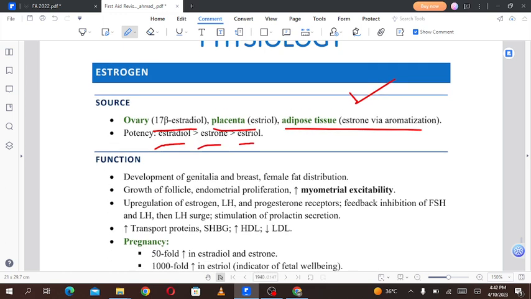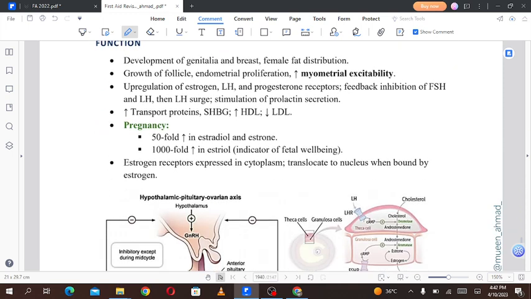Okay, then function: development of the genitalia and breast. They are responsible for the development of genitalia and breast and female fat distribution. We are talking about the function of estrogen. Firstly it is responsible for the secondary sexual characteristics, basically development of genitalia and the breast and the female fat distribution. Then growth of follicles, endometrial proliferation and increased myometrial excitability, upregulation of estrogen, LH and progesterone receptors, feedback inhibition of FSH and LH, LH surge, stimulation of the prolactin secretion.